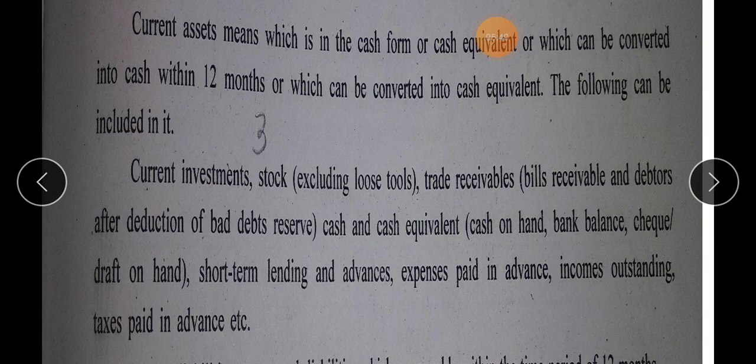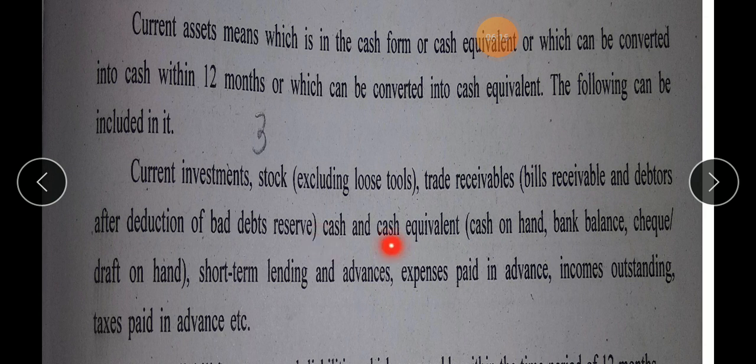Yes. So here we are talking about current assets. Current investments, stock excluding loose tools, not to worry about. Loose tools will never be given to you in a question. It will always be stock. Trade receivables. Now what are trade receivables? It is bills receivable and debtors, and that amount you are supposed to consider after deduction of bad debt reserve. Obviously you know what is bad debt reserve, yes?